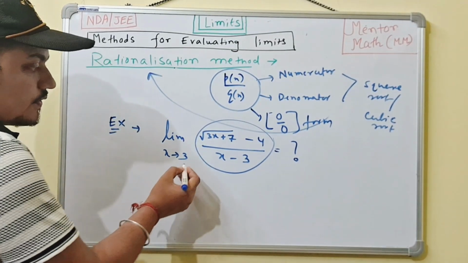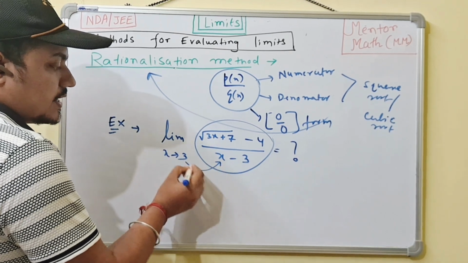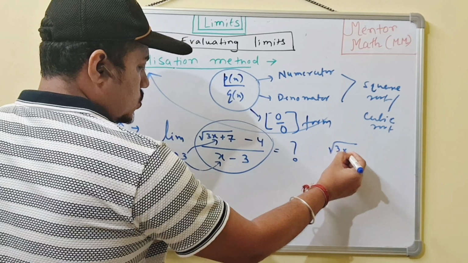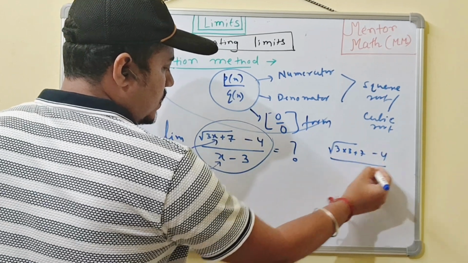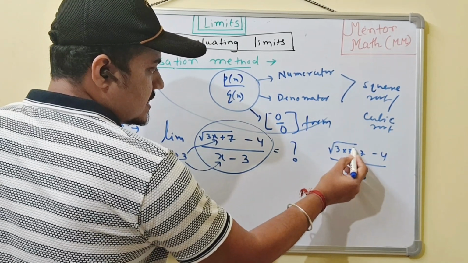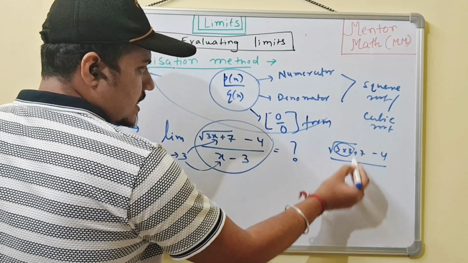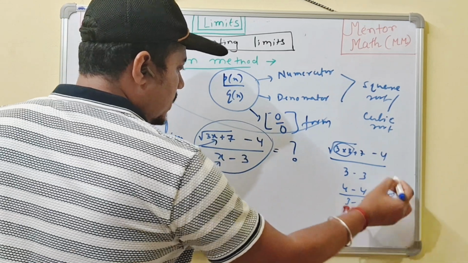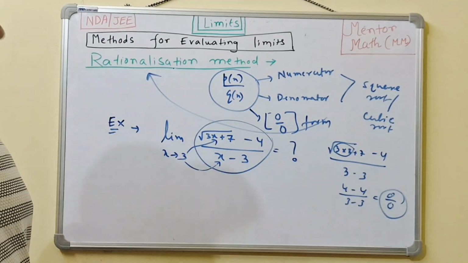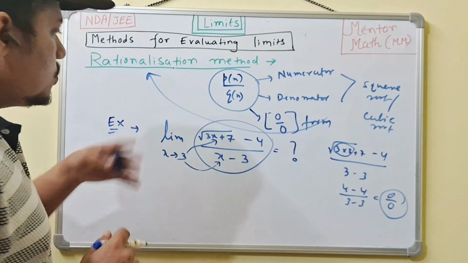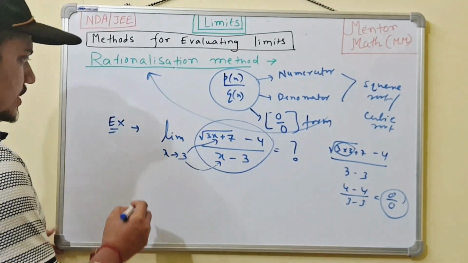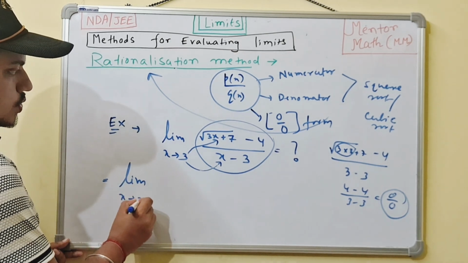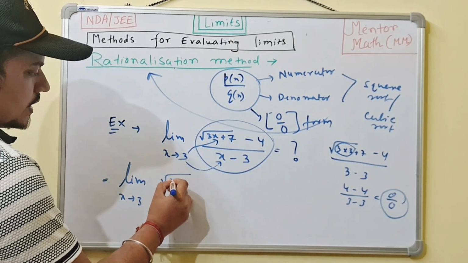First of all, you put x replaced by 3 in both places, and you get the value (root of 3 into 3 plus 7 minus 4) by (3 minus 3). You can easily see that 3 threes are 9, plus 7 is 16, square root is 4, minus 4, by 3 minus 3. Obviously this is 0 by 0 form, that means an indeterminate form. So first of all you have to remove the square root by the rationalization method to come to the solution. So equal to limit x tends to 3, you have to remove the square root.